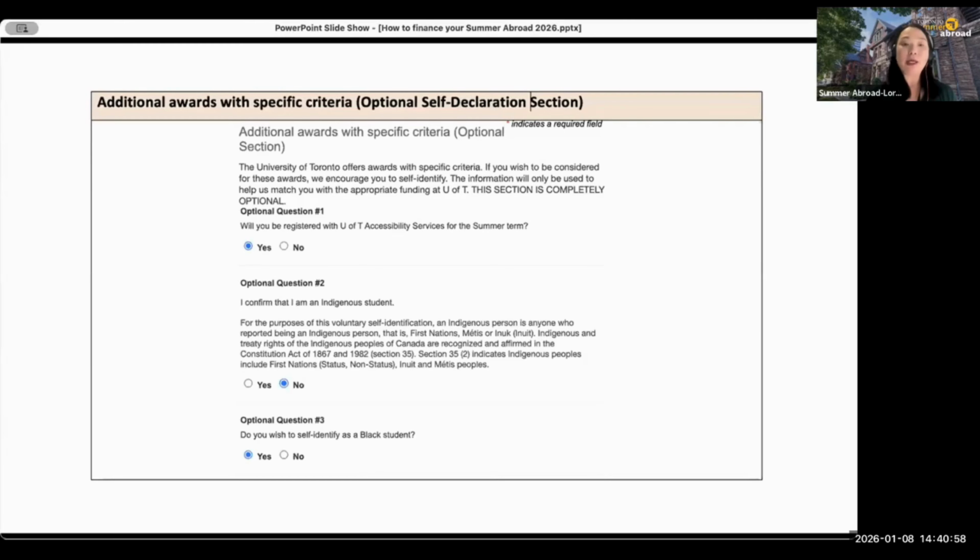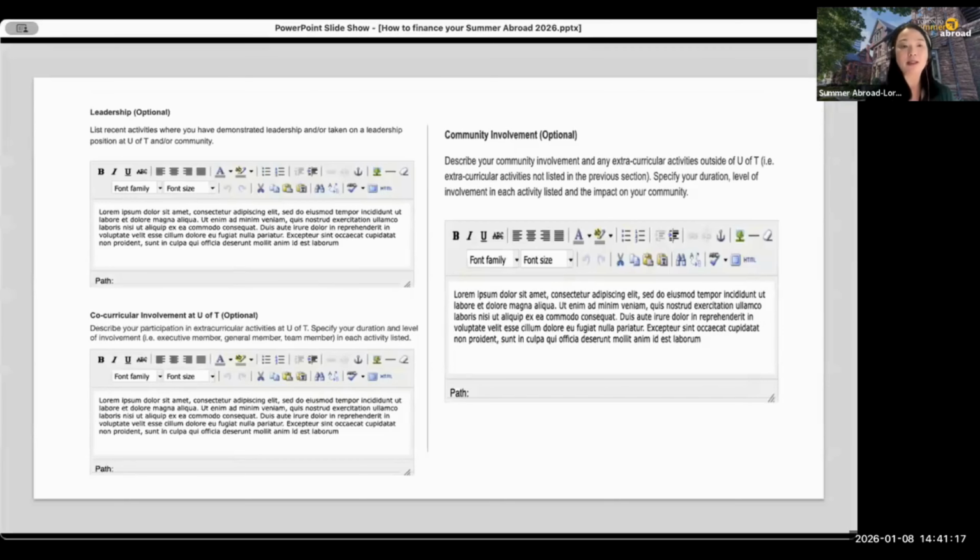It's simply to make sure that where the award criteria indicates a preference, for example, given to Indigenous students, we do make sure that those funds are matched to students who have self-declared as being Indigenous students. Okay, that's helpful. The next section, there'll be questions on leadership, co-curricular, community involvement.